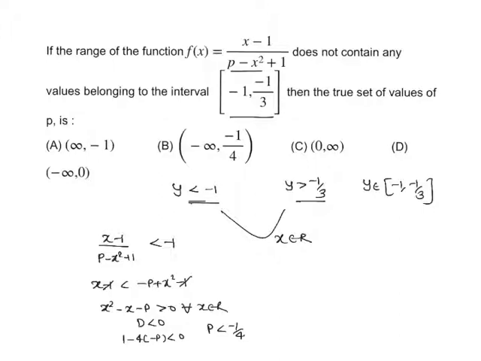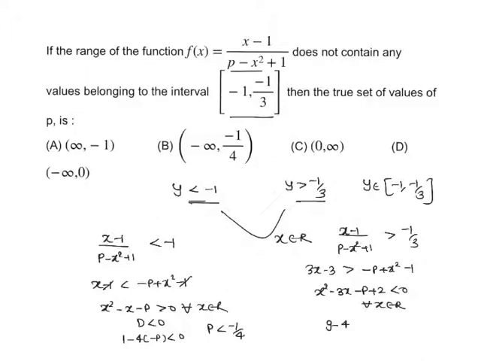Similarly in this one also we will do the same thing. (x - 1)/(p - x² + 1) should be greater than -1/3. 3x - 3 should be greater than -p + x² - 1. So what will it become? x² - 3x - p + 2 should be less than 0 for all x belongs to R. So here b² is 9 minus 4, a is 1, c is 2 - p, less than 0. So 9 - 8 + 4p is less than 0. So p will come out less than -1/4.